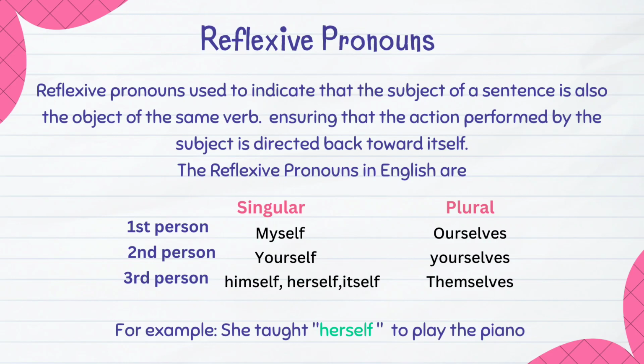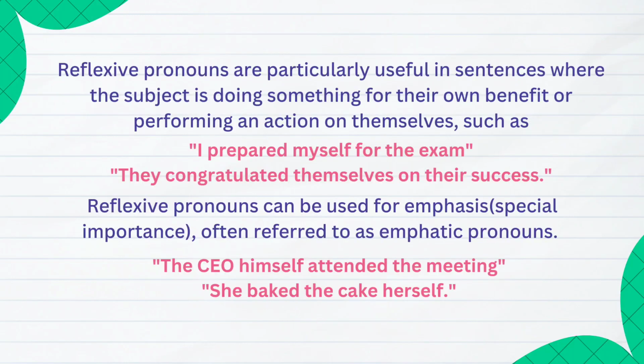Example, she taught herself to play the piano. The reflexive pronoun herself indicates that the subject she is both performing and receiving the action. This eliminates a doubt about who is learning to play the piano. Reflexive pronouns are particularly useful in sentences where the subject is doing something for their own benefit or performing an action on themselves, such as I prepared myself for the exam. They congratulated themselves on their success.